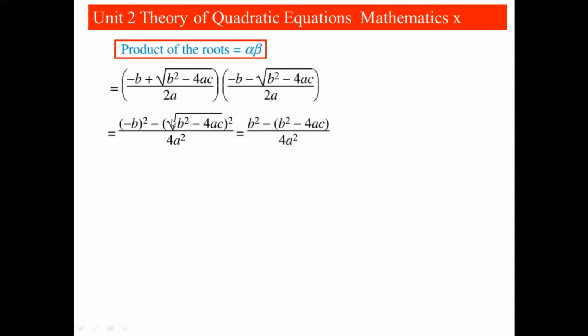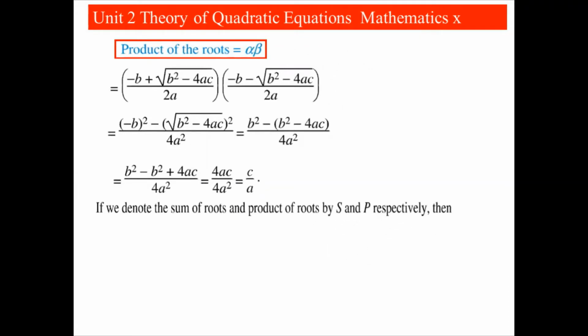When we take the square, this square root cancels out with this one. When we multiply this minus, we have b² minus b² plus 4ac. So this minus b cancels out with this plus b, and we have 4ac over 4a². This 4 cancels out with this one, and one a cancels with this a squared, so we are left with c by a. So the product of the roots is equal to c by a.